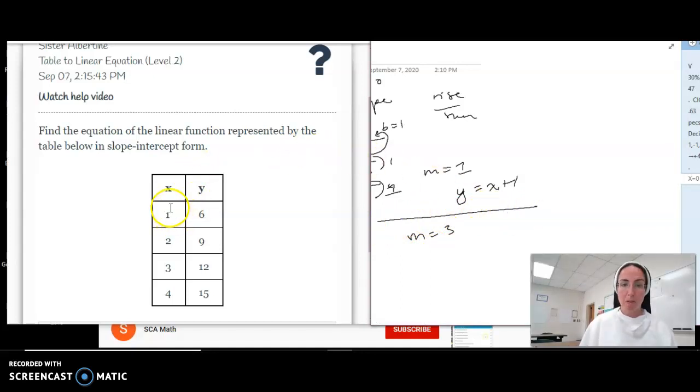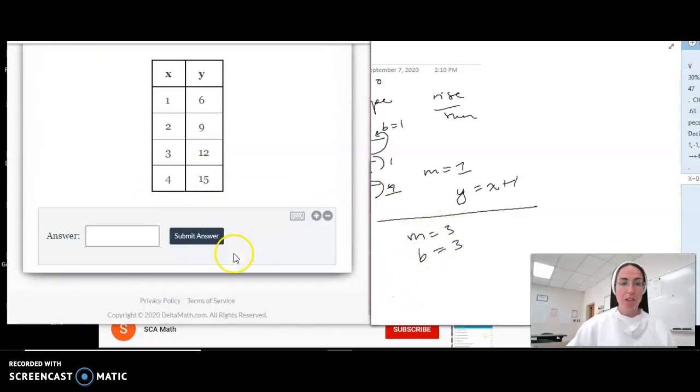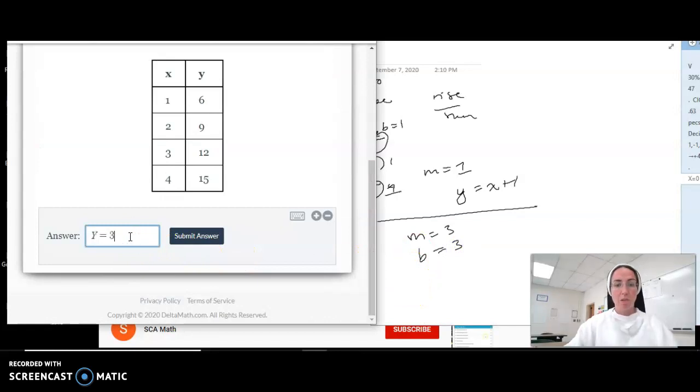Then you just have to work backwards to figure out what's the value at case 0. Well, if I just move backwards 1, it means I subtract 3, so my y-intercept must also be 3. So my equation is y equals 3x, because 3 is my slope, plus 3. Like that.